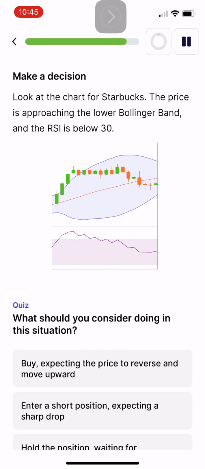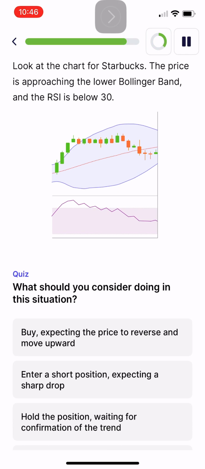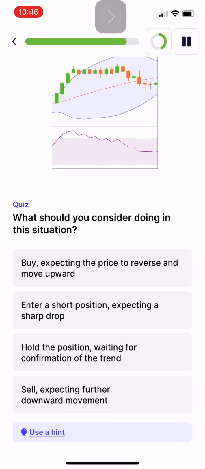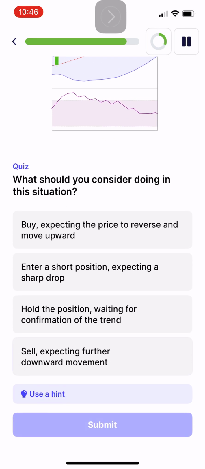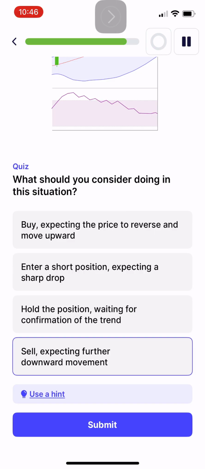Time for a quick quiz. Look at the chart for Starbucks. The price is approaching the lower Bollinger Band, and the RSI is below 30. What should you consider doing in this situation? Buy, expecting the price to reverse and move upward.